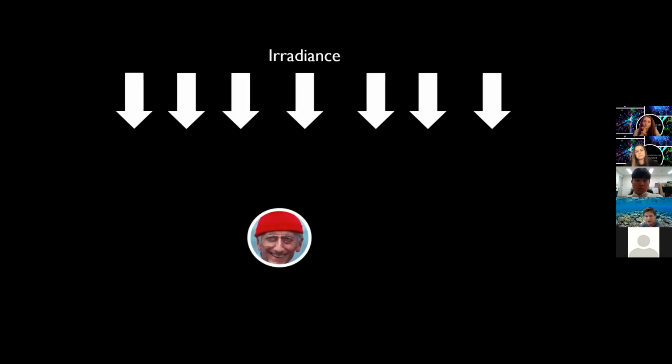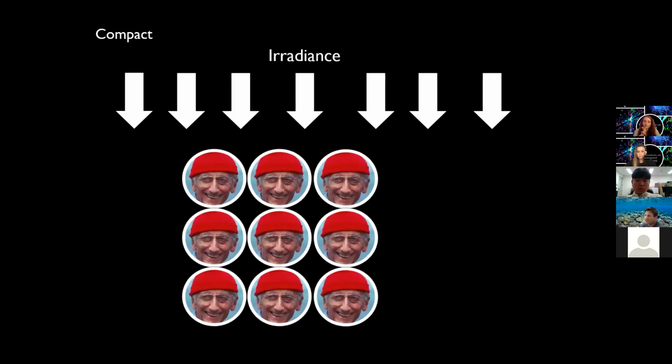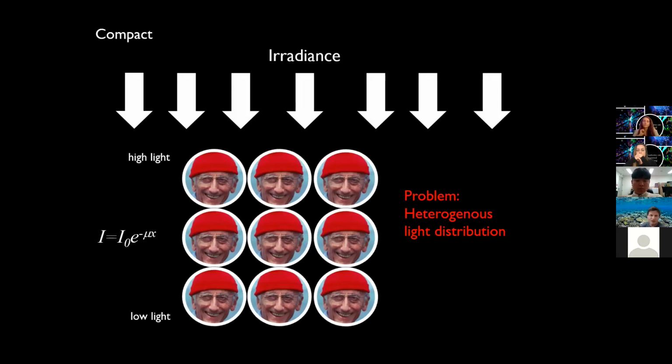And you can, of course, arrange yourself in a compact configuration. But the problem is you have heterogeneous light distribution. So in a purely light absorbing medium, you have exponential light attenuation, and you have too much light at the top and too little light for the cells that are deeper.